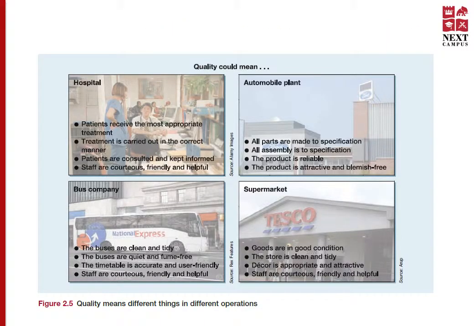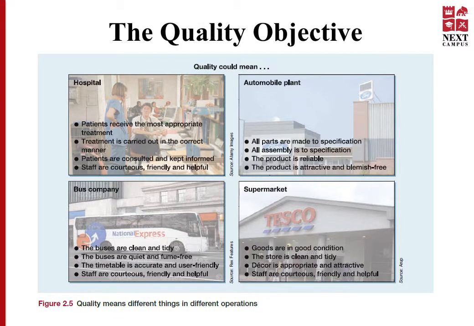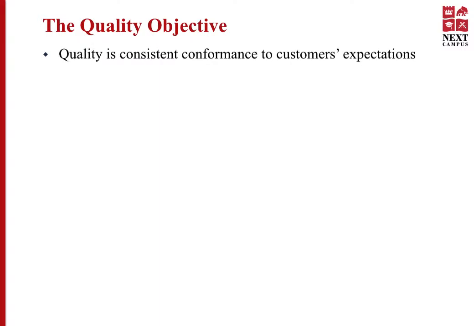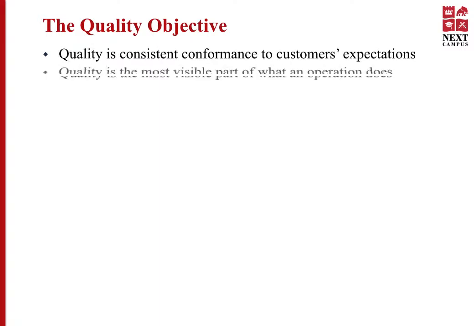So this slide gives a snapshot view of what quality could mean to different operations and different organizations. Quality is consistent conformance to customers' expectations.